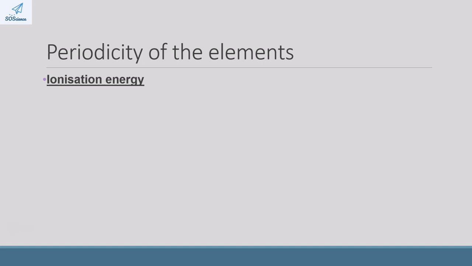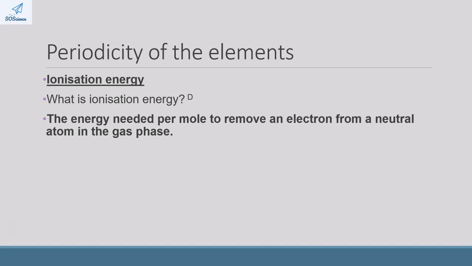Now, that brings us to the ionization energy. And remember that we need to learn definitions, word for word. The ionization energy is the energy needed per mole. We haven't learned what a mole is yet. We'll learn it later, but you still need to integrate it into the definition.